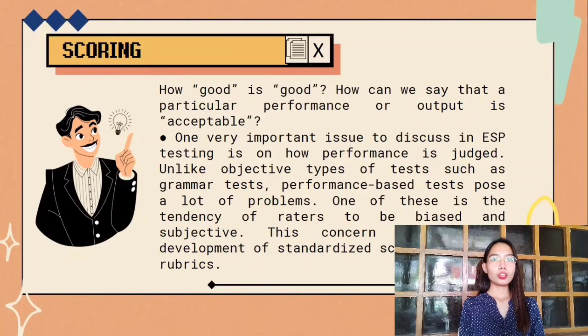So now we will be moving on to the scoring for ESP. Scoring ESP is about how we can say that a particular performance of the student is acceptable. One vital issue to address in ESP testing is how performance is measured. Unlike objective assessments such as the grammar test, performance-based examinations have several problems. One of these is the raters' tendency to be biased and subjective. This problem prompted the creation of standardized scoring bands, or what we call rubrics.